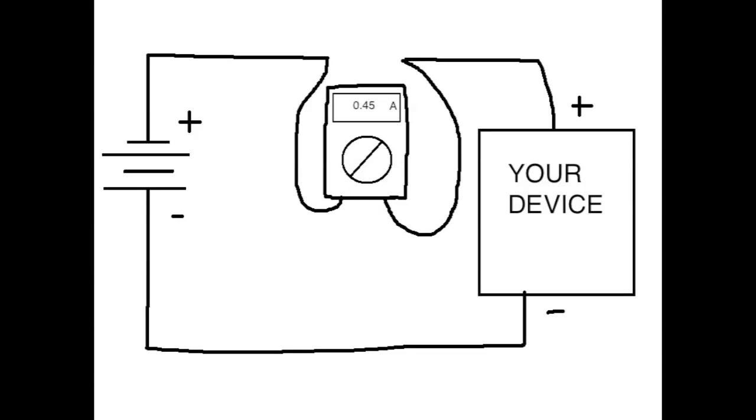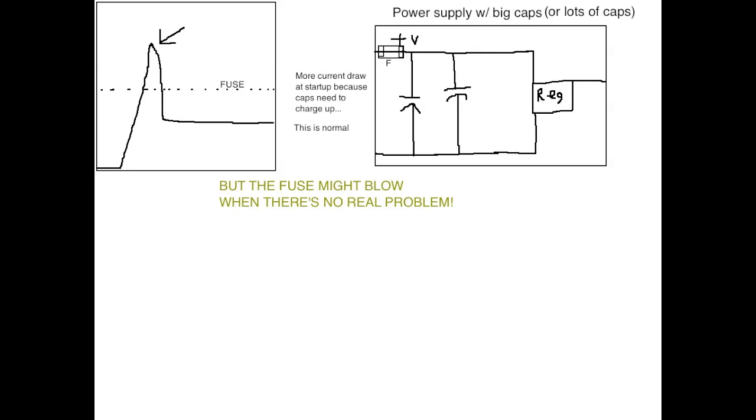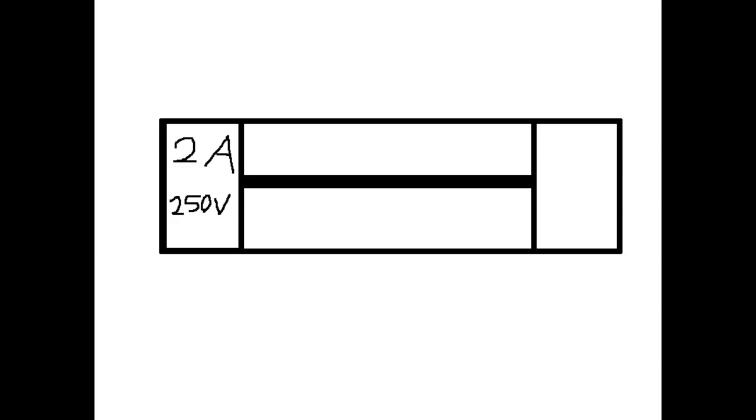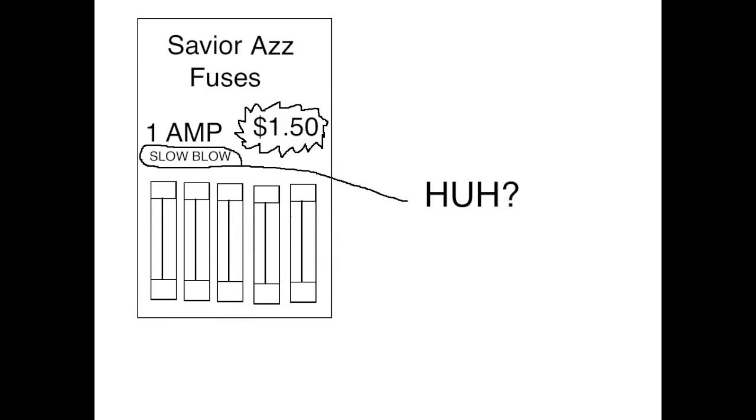But the ammeter might not have responded quickly enough to show that surge of current when it first turned on, or you might not have been paying attention when you were first turning the switch on. Using a bigger fuse might solve the problem, but then your circuit won't be protected as well. If you've ever wondered what a slow blow fuse is for, now you know.